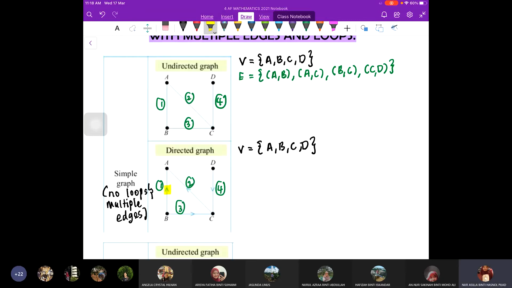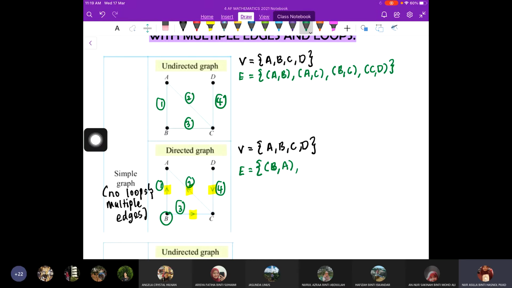Tukar pada kuning. So direction dia pergi mana? So the first one, edges, direction dia pergi, dia punya initial vertex is B. So kamu kena tulis B dahulu and then baru terminal A. Okay, you cannot write AB macam dekat undirected graph above. Macam ni. You cannot write like this. You have to look at the direction.